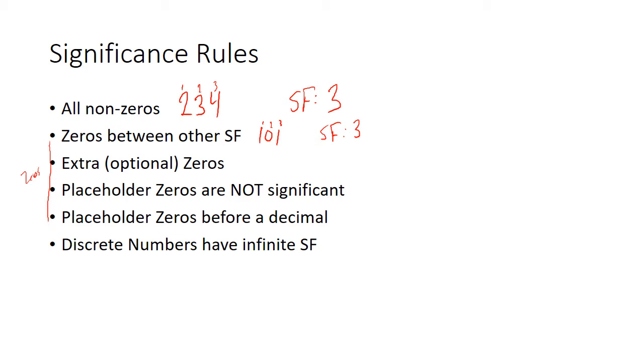Now let's get to the fun stuff. Extra zeros, or sometimes called optional zeros. Okay, so let's say they're zeros that you didn't have to write, but you did anyways. So let's say you've got 3.00. How many sig figs are here? The sig figs are going to be 3, because you've got 1, 2, 3. Okay, there's 3 sig figs there, because you didn't have to write these numbers, but you did. You could have just written 3.